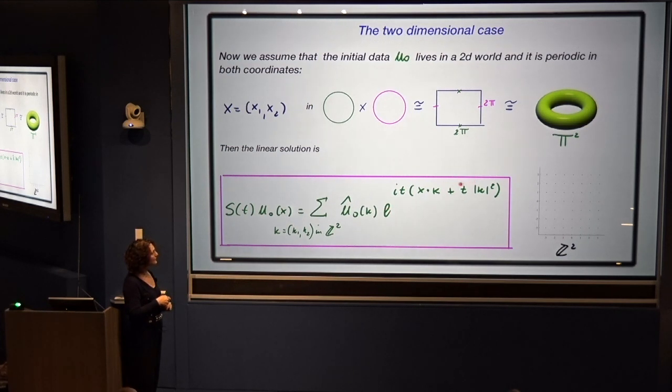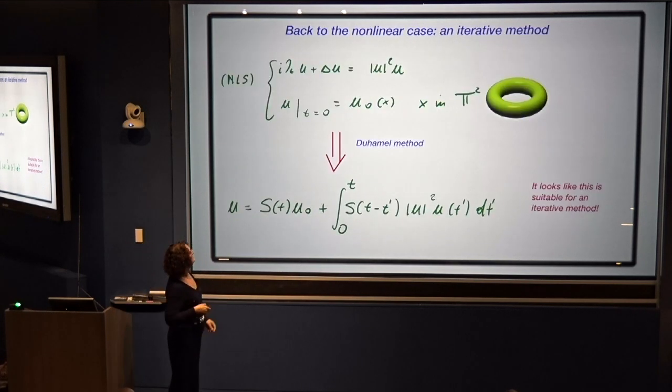And this is, again, what the Schrödinger operator does. It modulates by e to the i. Oh, sorry, there's no t here. There's another typo. Forget this t. The t only appears near k squared. All right, so we have an explicit solution for that.